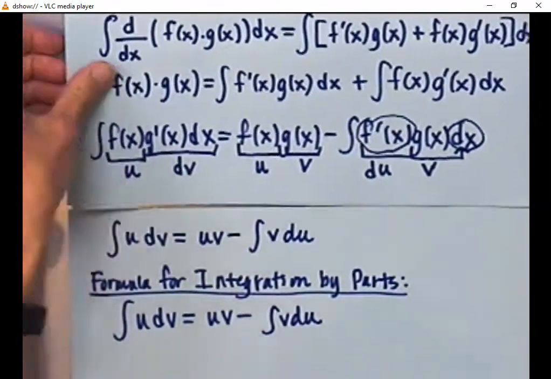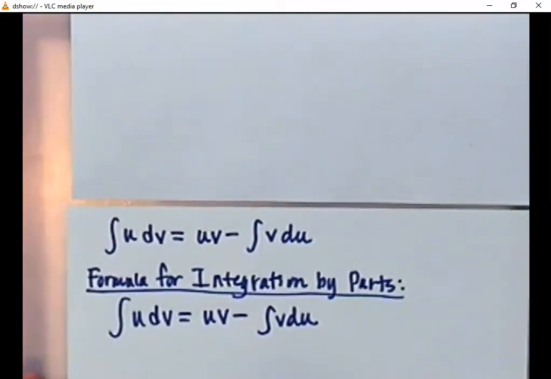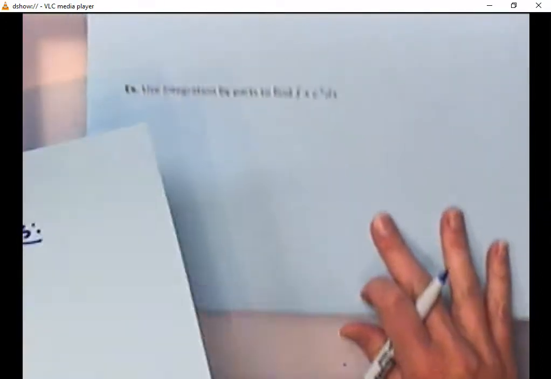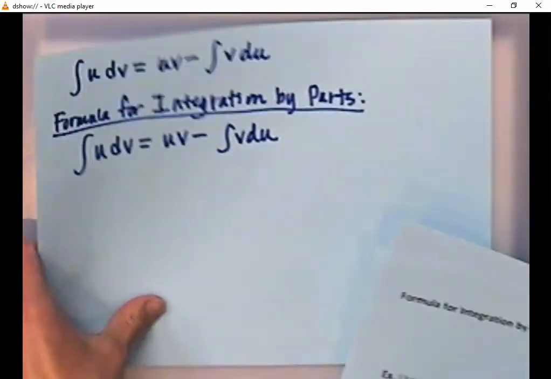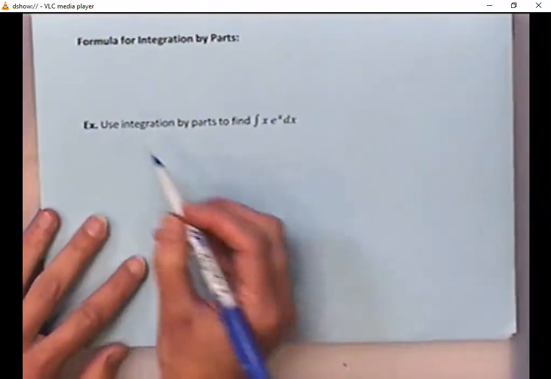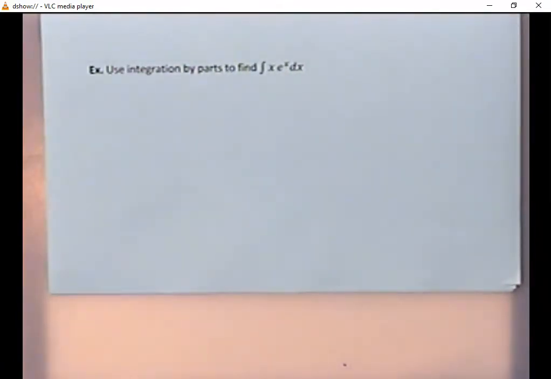Okay, so let me show you how you would use this. You've got an idea here. Everyone got that written down, hopefully? Yeah? Got it? Okay. So let's go ahead and try one here. We're going to find the integral of x e to the x dx.